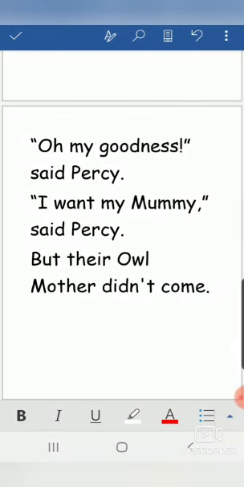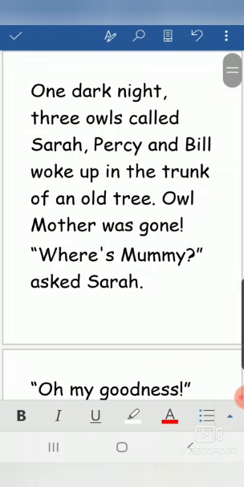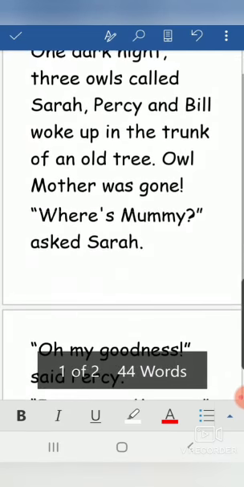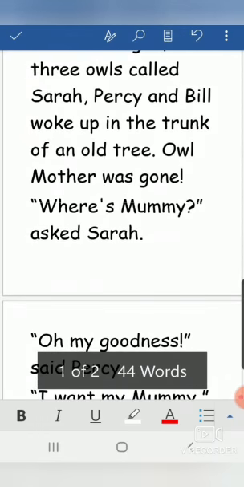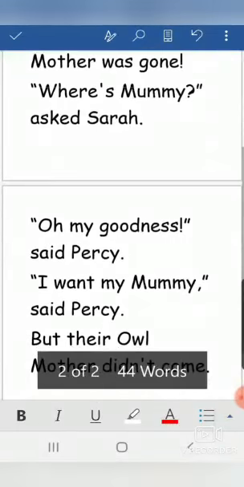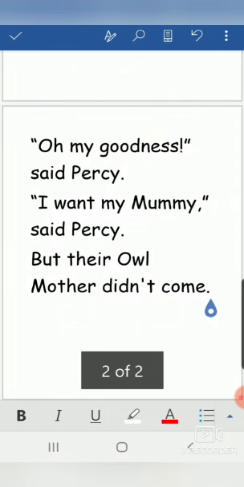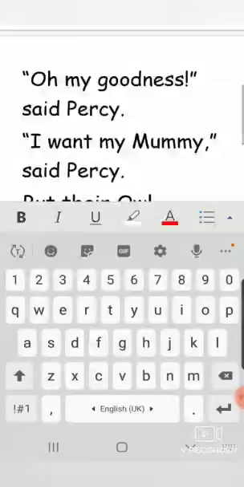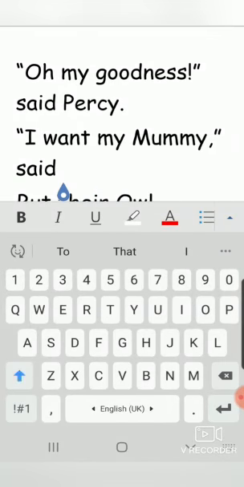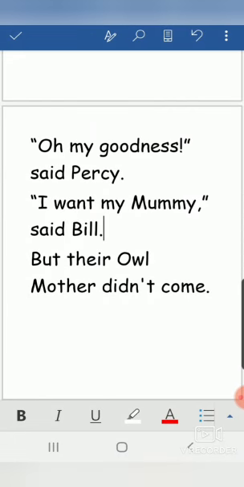Okay. So let's read what we've got so far. This is just the beginning part of the story. Let's read it together. One dark night, three owls called Sarah, Percy, and Bill woke up in the trunk of an old tree. Owl Mother was gone. Where's mummy? asked Sarah. Oh my goodness, said Percy. I want my mummy, said, oh, it's not Percy, is it? Good job for noticing. It's Bill, capital letter Bill. Thank you for letting me know. I want my mummy, said Bill, but their Owl Mother didn't come.